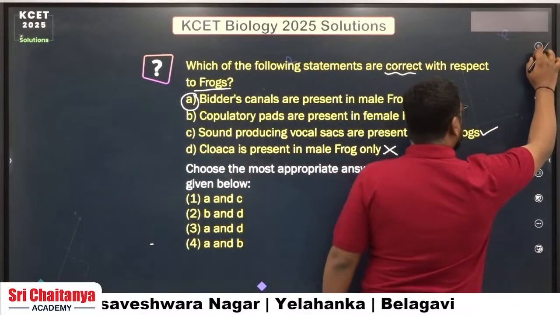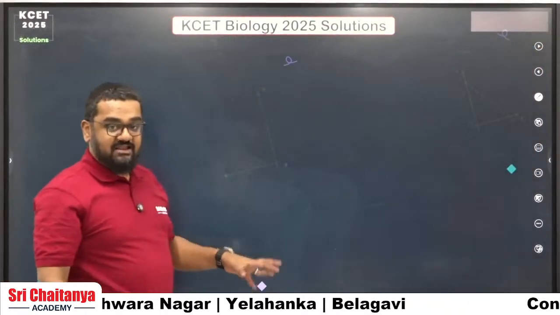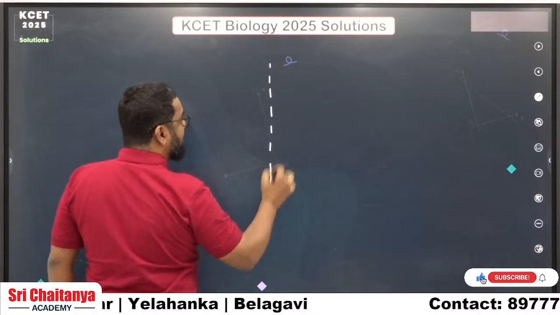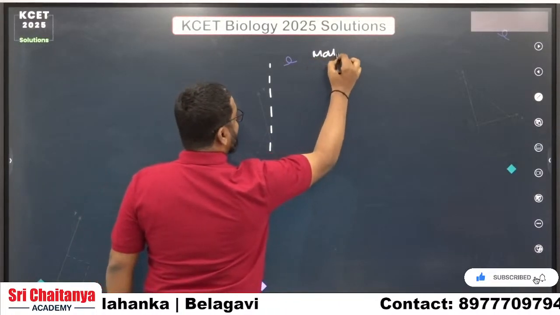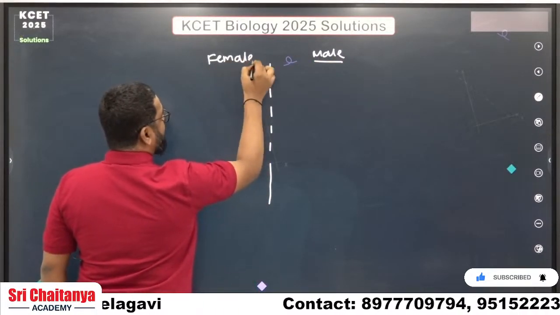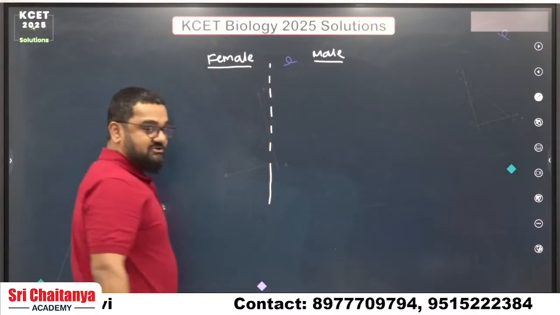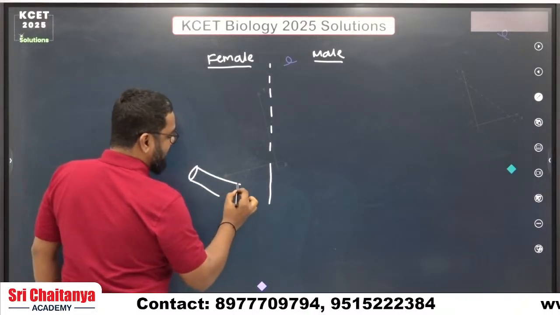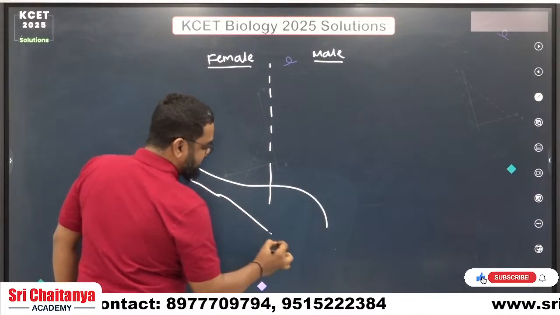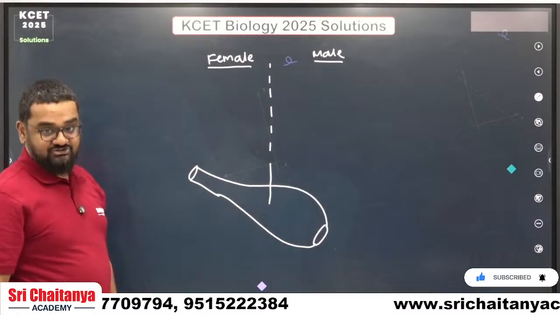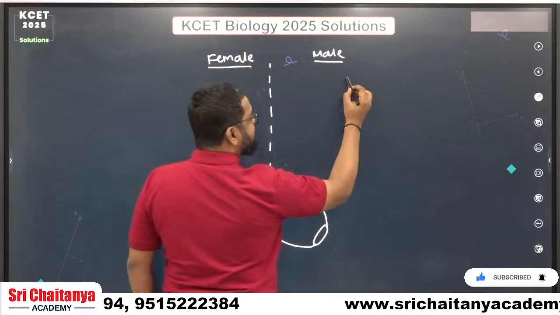Now let us understand this structure which we spoke about, Bidder's canal. I told it is present only in males. How? This part of the image, let us understand, this is in case of males, this is in case of females. We are going to talk about the reproductive and the urinary system in case of frogs. Imagine if this is the alimentary canal, it opens up into this large sac called as cloaca, and this aperture is called as the cloacal aperture, right? Let's talk about males first.